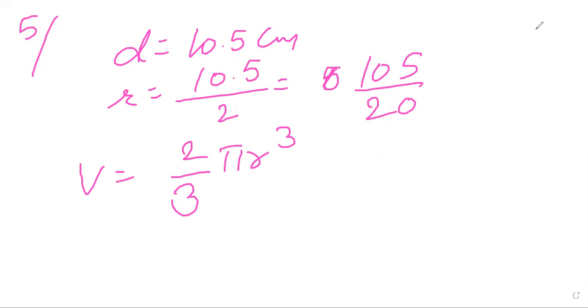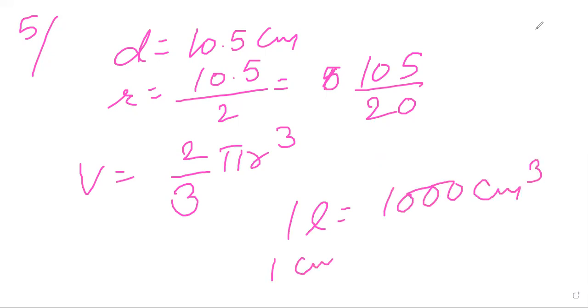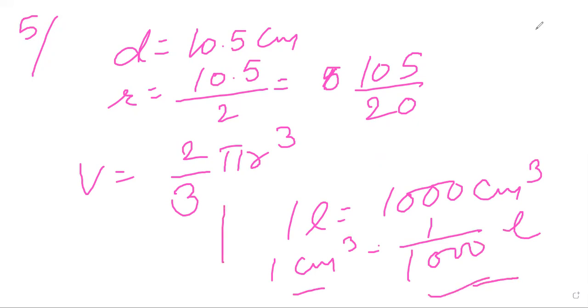So how can we change into liters? As we know that 1 liter is equal to 1000 centimeter cube. So 1 centimeter cube is equal to 1 upon 1000 liter. So to convert the centimeter cube to liters, we'll divide it by 1000. Whatever answer comes, we will divide it by 1000, then you will get the answer in liters.